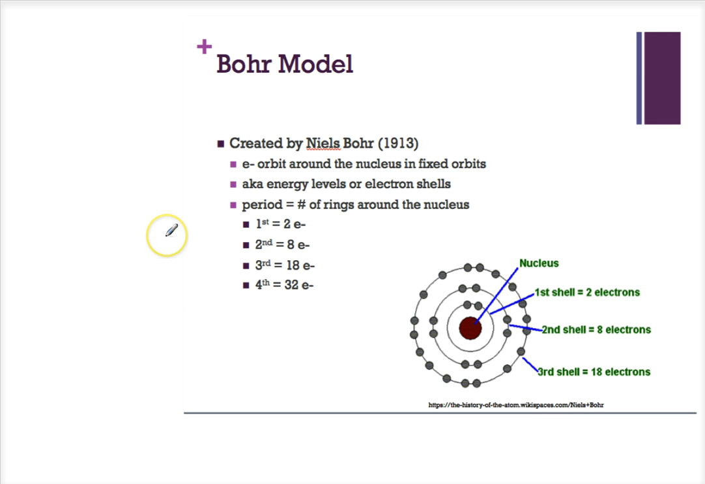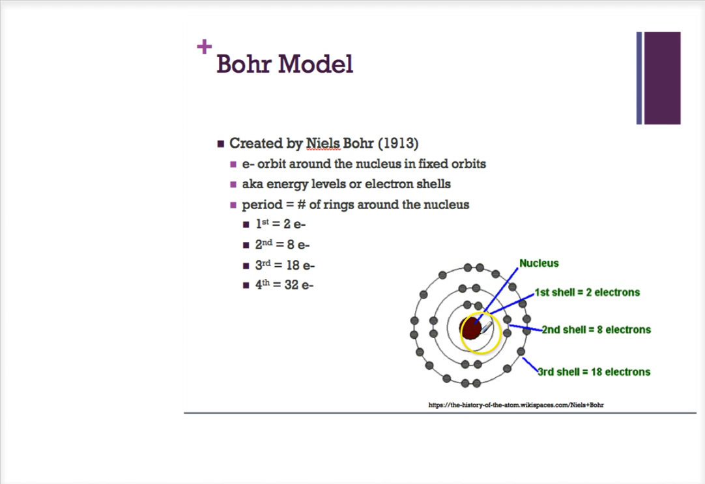Now, on each period, there's a certain amount of electrons that can fit. The closer to the nucleus indicates that the energy level has the least amount of energy. So the further away the energy levels appear, the more energy they contain.